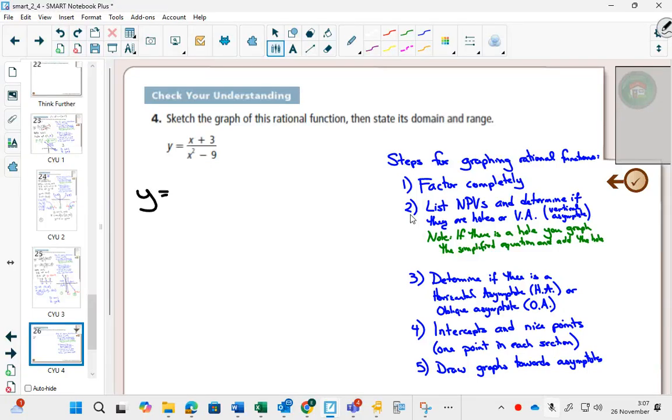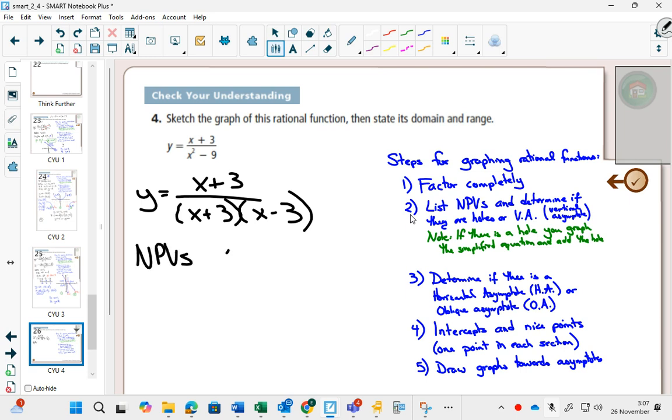1. Difference of squares on the bottom. Non-permissible values: x can't equal -3, and x can't equal 3. Do you notice the x plus 3's are identical?